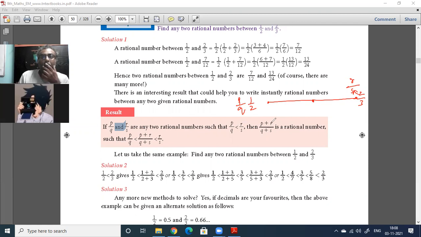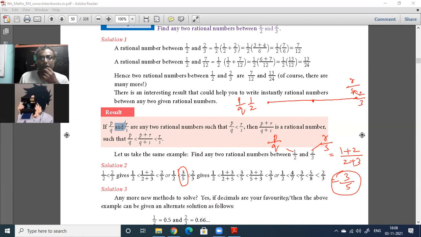Very simple. How did they arrive at that? Let us take the same example. Find any two rational numbers between half and 2/3. Same example. This is P by Q. This is R by S. What you have to do? P plus R, 1 plus 2, divided by 2 plus 3. 3 divided by 5. You got 3 by 5.